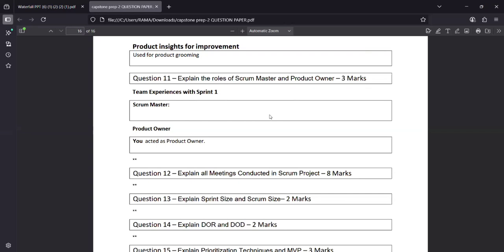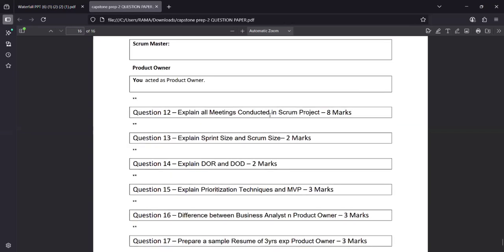He will also clarify requirements to the development team, and he will decide what to build and in what order, which we can call priority. He will work with both the development team and stakeholders, or we can call them customers. So this is known as the role of a scrum master and a product owner.